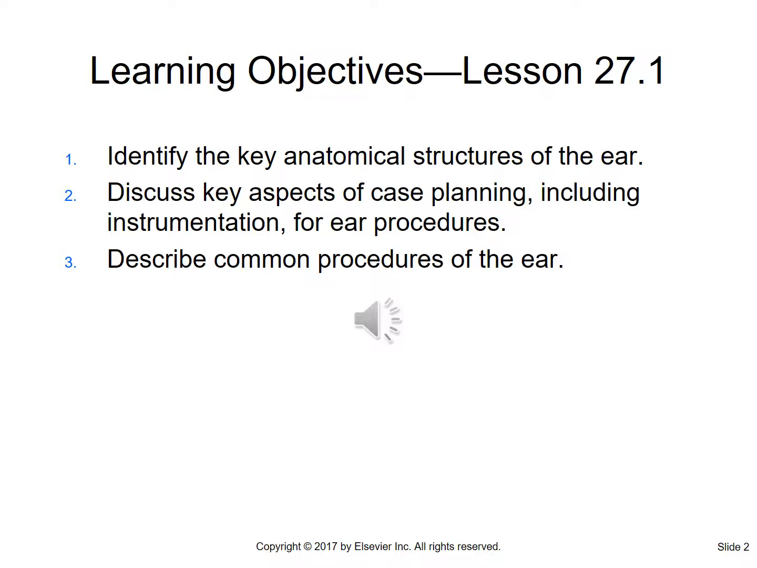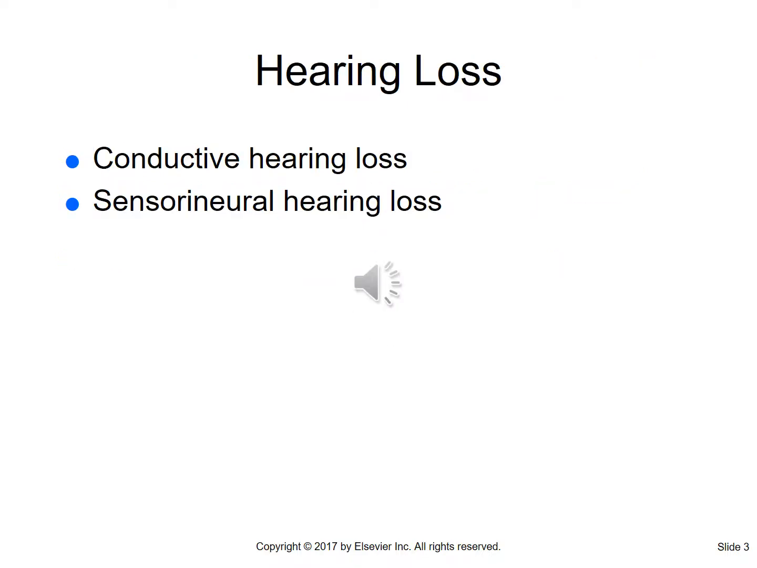We will also be talking about case planning, instrumentation, prepping and getting ready for ear procedures, draping, and then the common procedures discussed in this chapter. Many of the patients we encounter in the operating room when dealing with ear surgery may have a hearing deficit. Considering this, it should involve the entire team to be alert and accommodating to the patient.